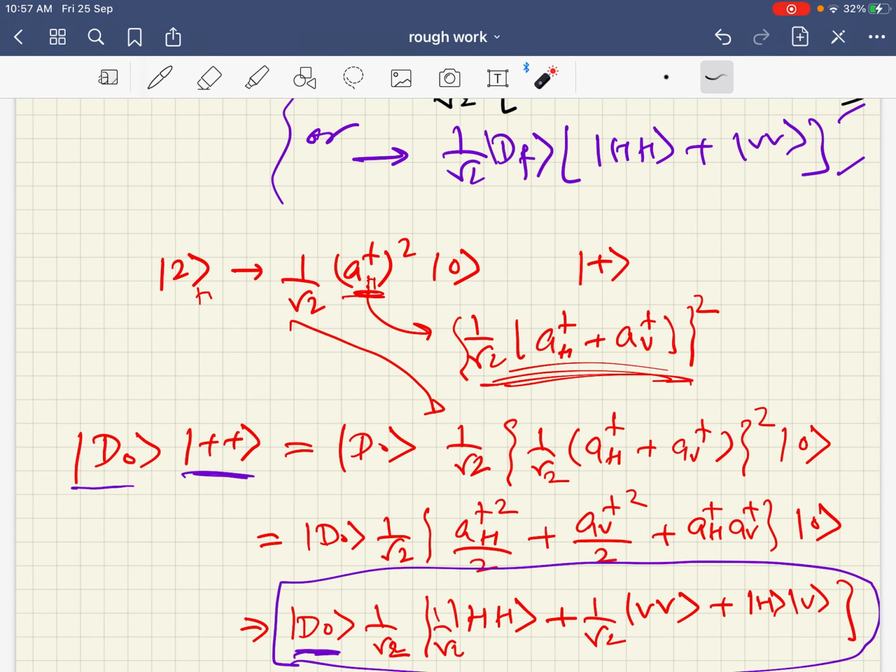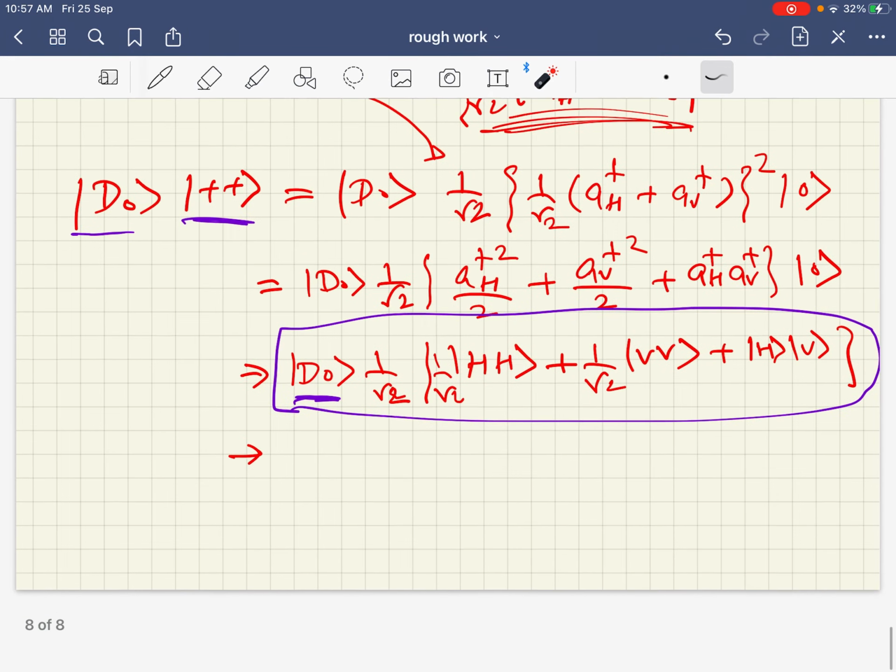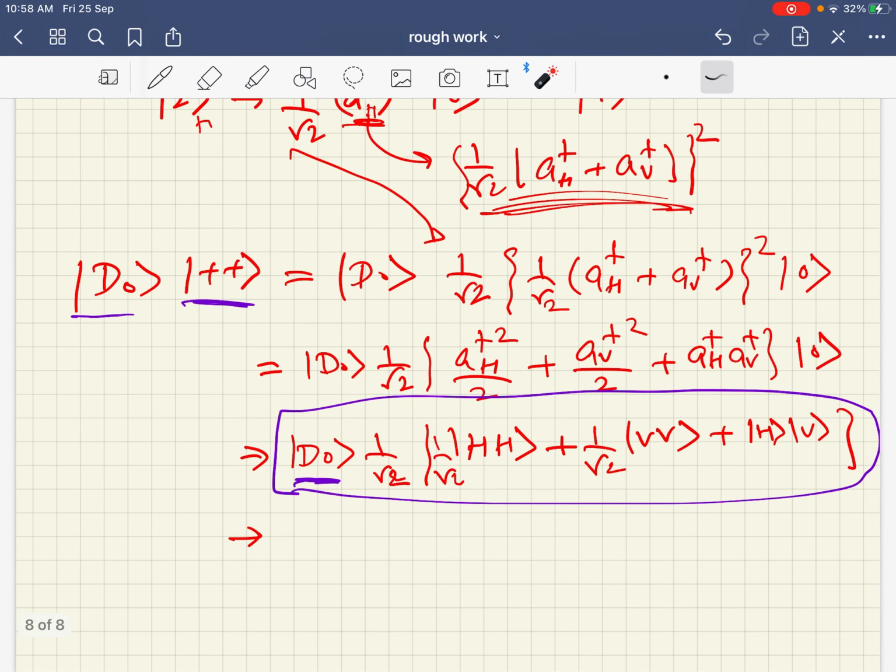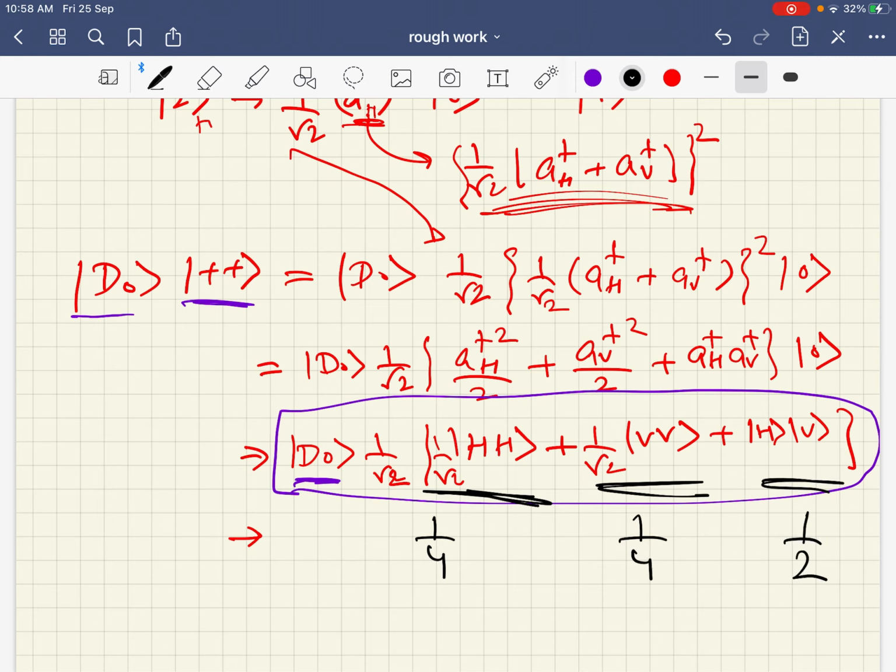And one more very small point. If you calculate the probabilities, this one has a probability of 1 by 4, this one has a probability of 1 by 4, and this one has a probability of 1 by 2. So basically you will get horizontal, you get vertical, and you also get horizontal-vertical. So I think that's clear.